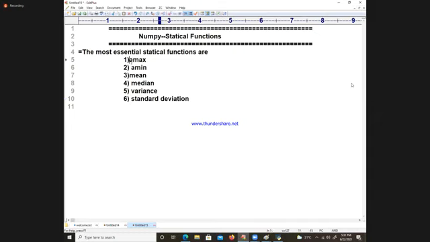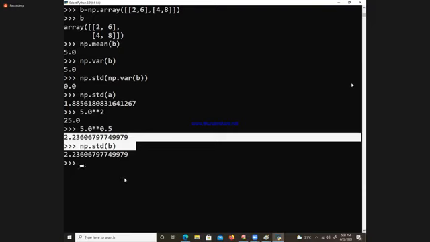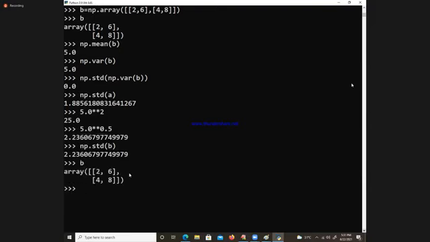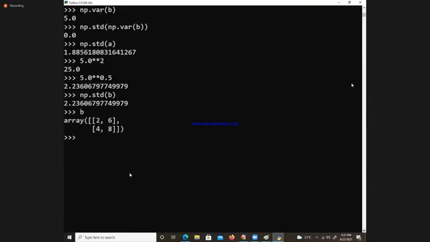What are the A max and A min? Just take one example, B. See once, NP dot A max of B. It will give you the highest element. What is the highest element, guys? 8. Not at all difficult. NP dot min is also useful. What is the min element? 2.